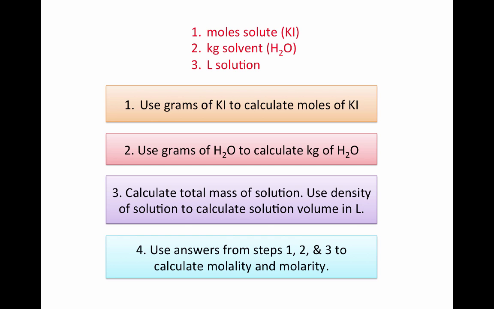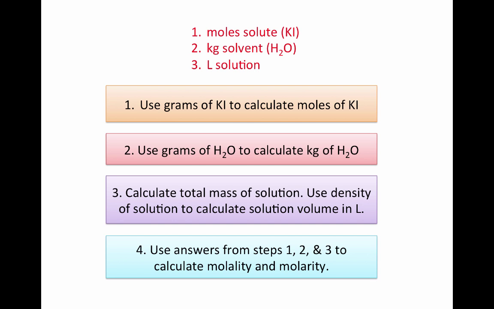We have to calculate the moles of the solute first. And we're going to do that using the grams of potassium iodide, so the mass. We're going to convert that to moles. And then we're going to calculate the kilograms of solvent from the number of grams of solvent. In this case, the solvent is water. Now the third thing on our list is to calculate the volume of the solution.